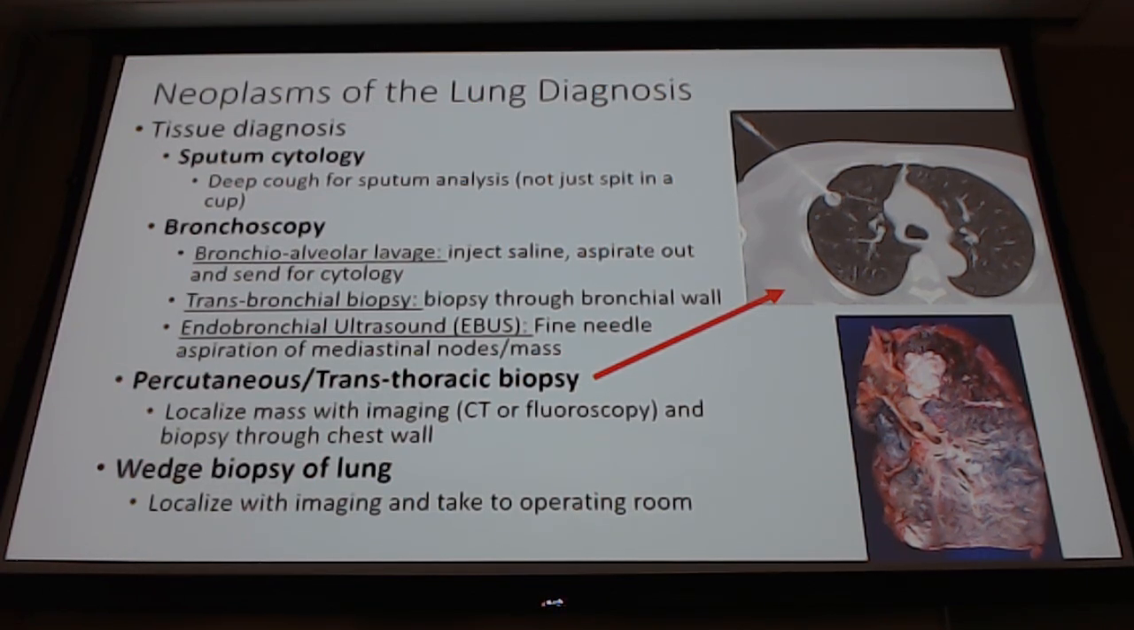Now, when you think about percutaneous or transthoracic biopsies, this is coming from the outside in. These are done by IR under CT guidance. It can either be a fine needle or it could be a core. And then if it really is bad, we can do a wedge biopsy of the lung, which is what this is. We have the mass here at the top, and we basically just took that whole lobe in the operating room. So this is not going to be under a VATS. This is going to be open surgery, a thoracotomy, taking that lung so that we can get the whole lobe.